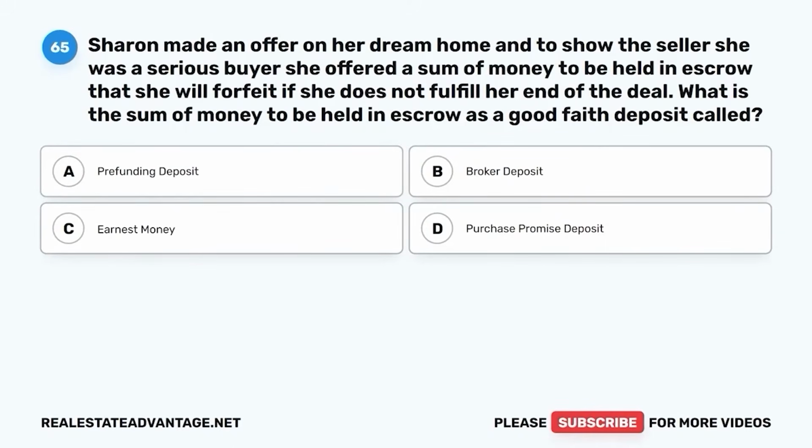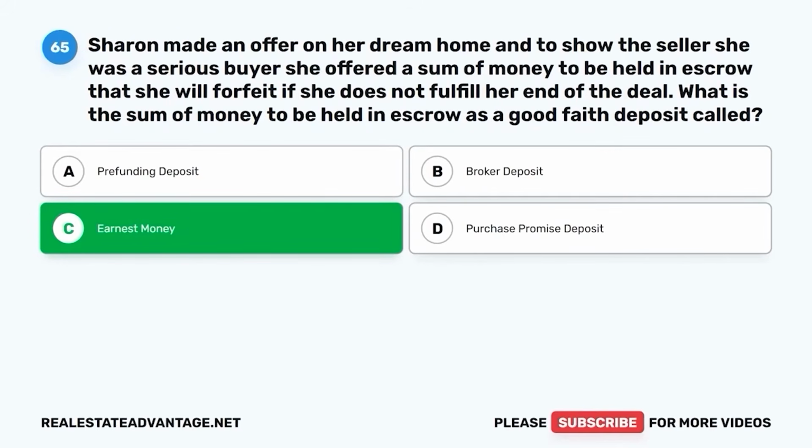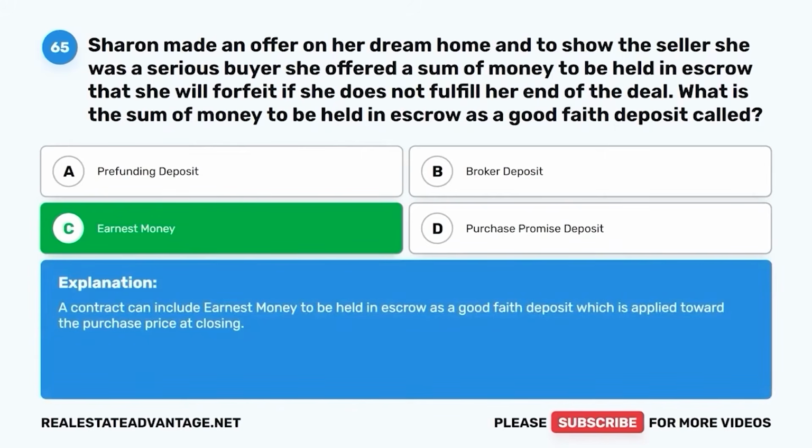Question 65. Sharon made an offer on her dream home, and to show the seller she was a serious buyer, she offered a sum of money to be held in escrow that she will forfeit if she does not fulfill her end of the deal. What is the sum of money to be held in escrow as a good faith deposit called? A. Pre-funding deposit. B. Broker deposit. C. Earnest money. D. Purchase promise deposit. The correct answer is C. Earnest money. A contract can include earnest money to be held in escrow as a good faith deposit, which is applied toward the purchase price at closing.